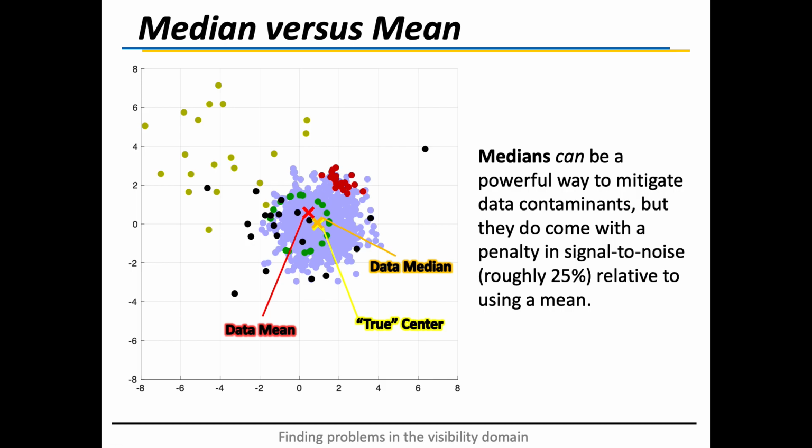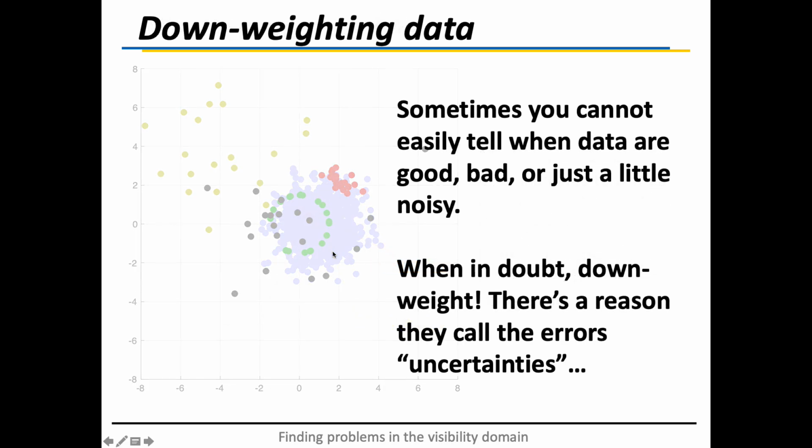Medians can be a very powerful way of effectively discarding contaminants because they are fairly robust to outliers. They do have some constraints, and they typically come with a certain signal-to-noise penalty, roughly 25%. But it does guarantee you some protection against certain types of contaminants in your data. So it is a very powerful tool. And finally, I'll just say, these are all ways of hopefully identifying problems.